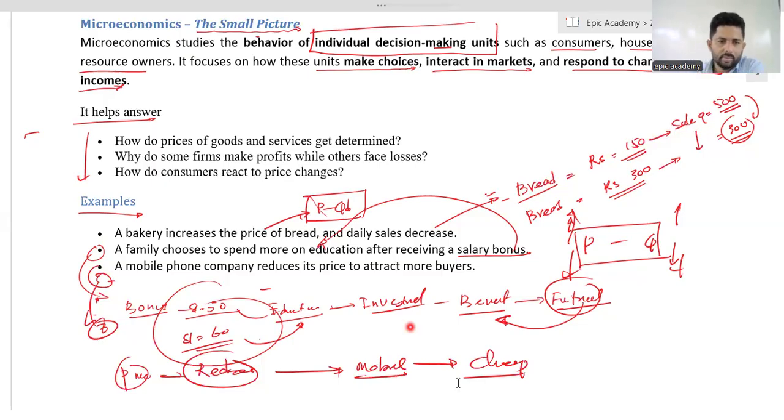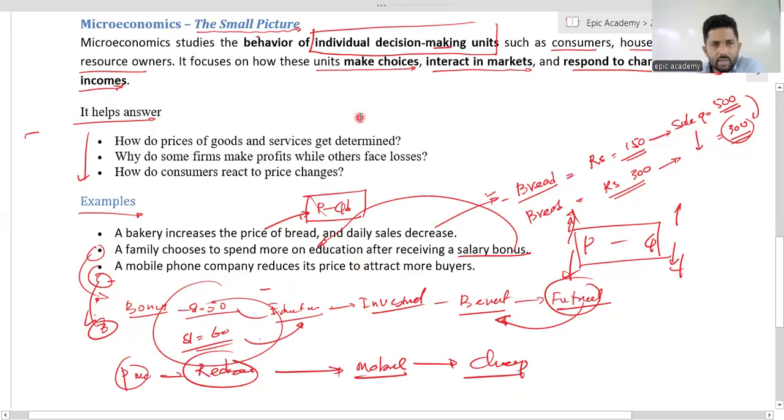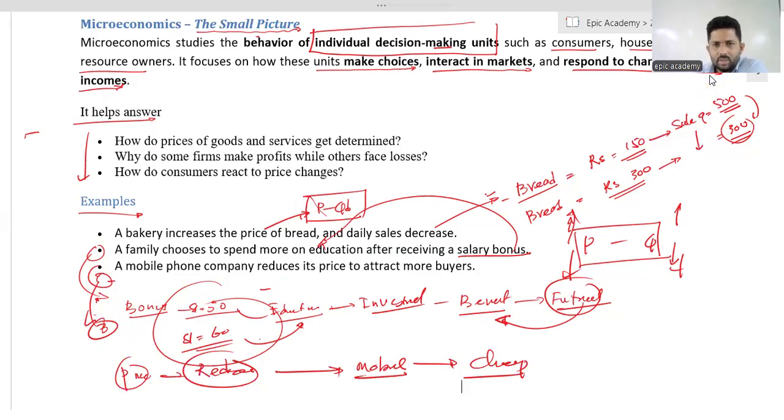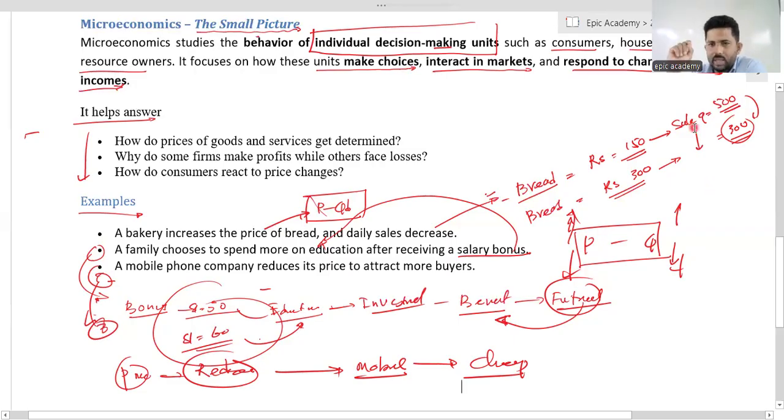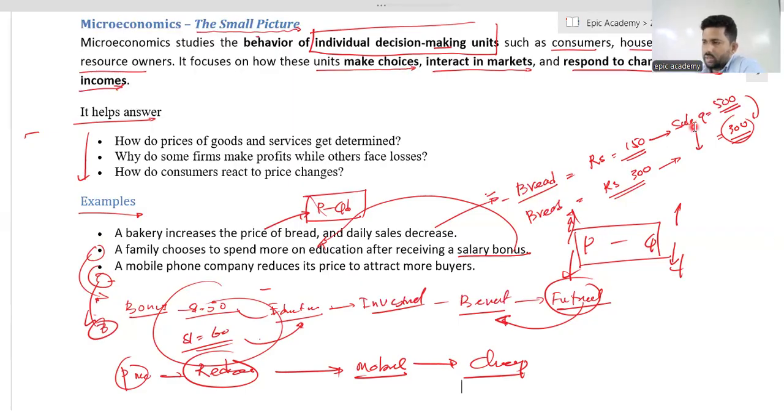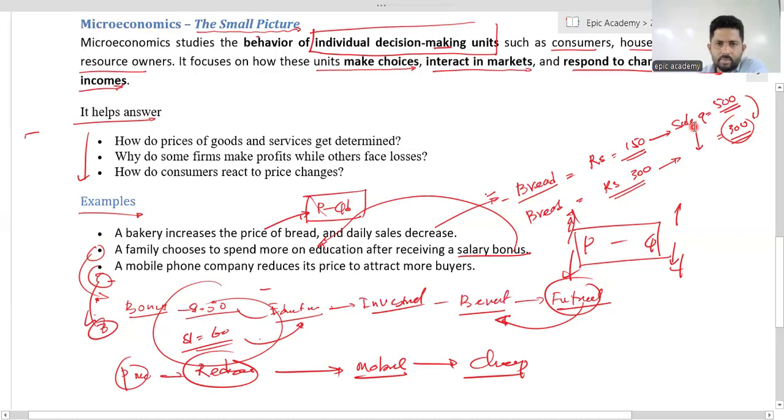Right? Okay. So now you identify microeconomics. Microeconomics always studies the behavior of individual decision making, such as consumers, households, firms, and owners of resources. It focuses on how they make choices, interact in markets, and respond to prices. So actually, in microeconomics, we are going to study tiny things, tiny activities, tiny decisions, tiny components. That is why we call it the small picture.